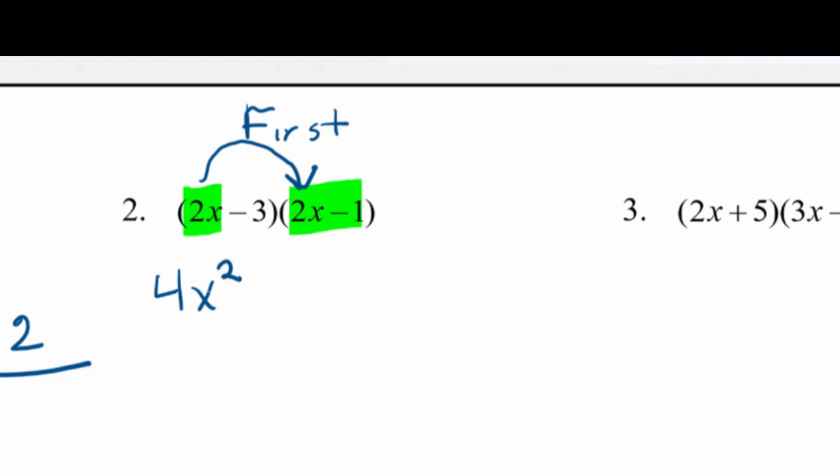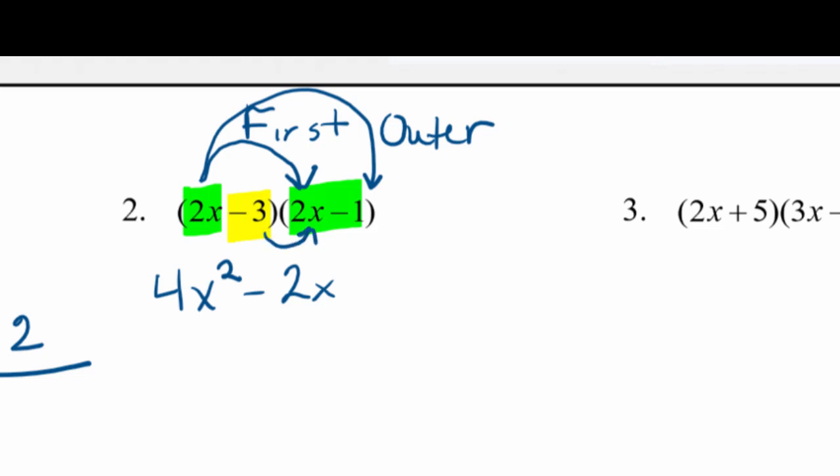Then I'm going to distribute the 2x times the negative 1. Those are the outer terms in the parentheses. Those are the terms that are to the outside. So that gives me 2x times minus 1 is a negative 2x. Then I'm going to go ahead and distribute the negative 3 times both terms in the second parentheses. So negative 3 times 2x will be my first product.